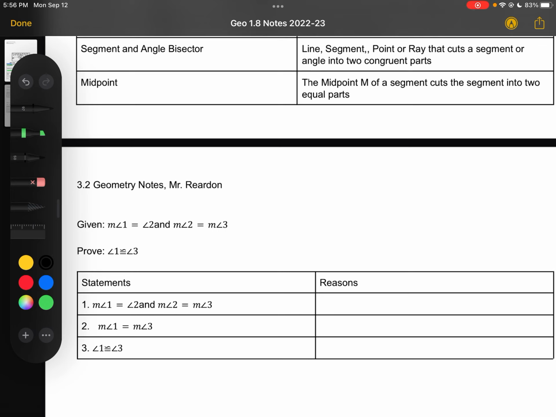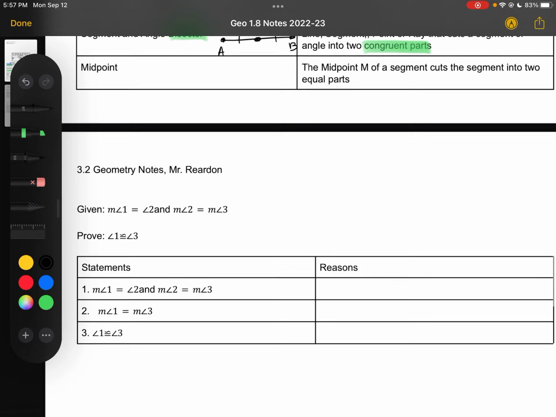Next, segment and angle bisectors. This is more specific, so it's telling us when we break something up into parts. So if you have a line, segment, point, or ray that cuts a segment or angle into parts, more specifically, a bisector is telling us that those parts are congruent parts. So if we have our line AB and C is in the middle, if we are told that C is a segment bisector, what that tells us is that AC and CB are the same. So if this was a number like 2, then that would mean that this would also have to be 2 as well. So it cuts it into exactly equal pieces.